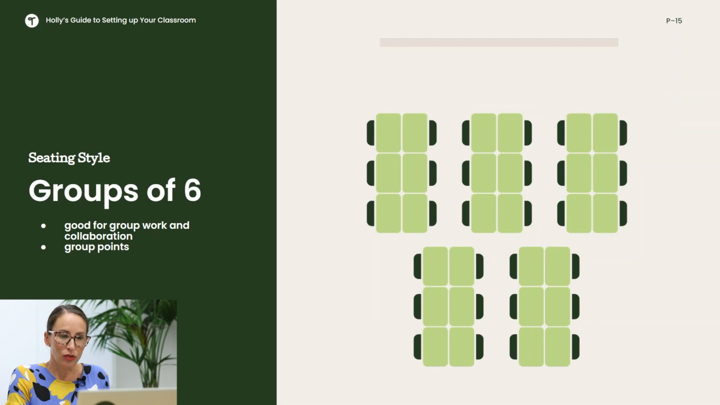Another traditional one, groups of 6 or groups of however many you might have. This is good for smaller group work. So if a lot of the time you do more small group work at the desks, it's also great for group points. If that's a classroom management tool that you like to do in the classroom or you're thinking about doing, obviously it's a lot easier when they're actually in groups to give them team points for doing the right thing.